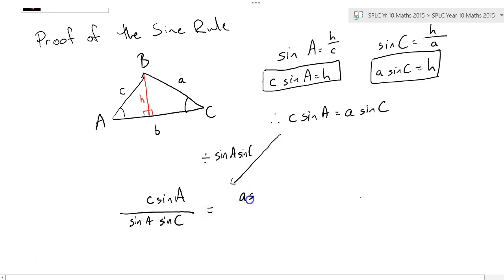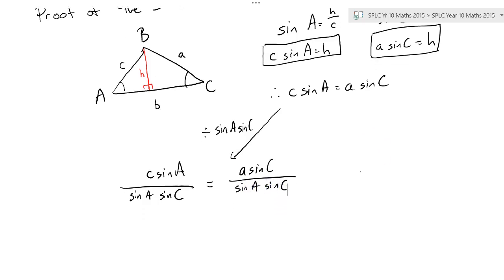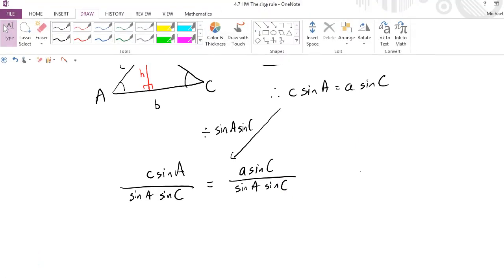Some of you will have been able to see this in your head. That's very good. On the right hand side I've got a sine C. I divide it by the same expression, sine A sine C. I've done the same thing to each side. I'm not dividing by 0, so that should be okay. What do we notice? We cancel out the common factor.